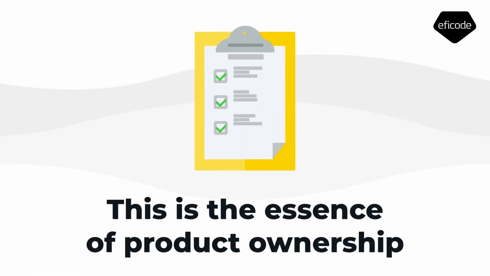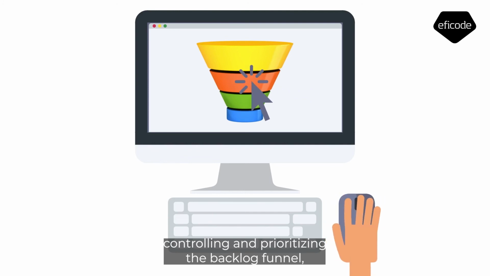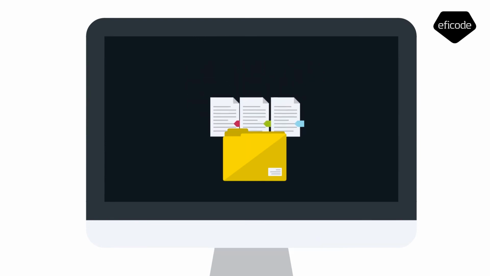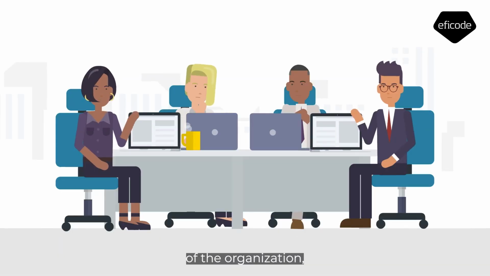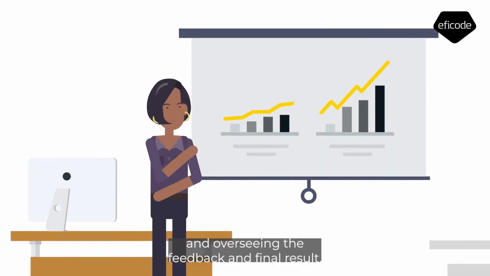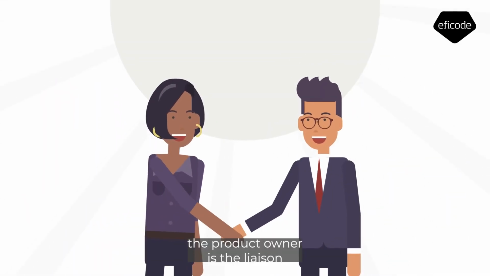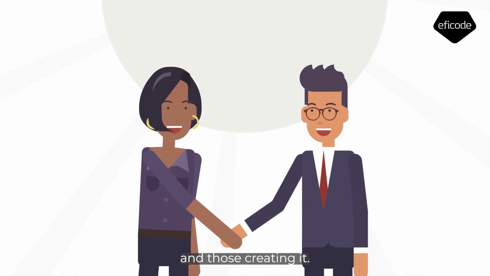This is the essence of product ownership. Controlling and prioritizing the backlog funnel, deciding what does and what doesn't get implemented, while communicating those decisions to the rest of the organization, acting as a source of knowledge to others, and overseeing the feedback and final result. At the end of the day, the product owner is the liaison between those who want change and those creating it.